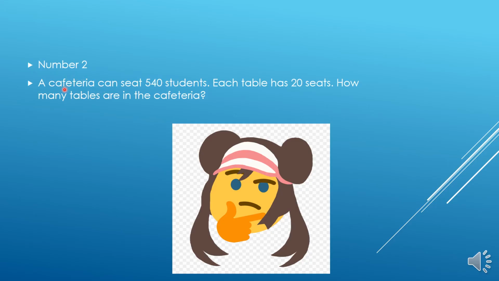Number 2. A cafeteria can seat 540 students. Each table has 20 seats. The question is, how many tables are in the cafeteria? We simply divide 540 by 20. Why? Since the cafeteria can seat 540 students, and on each table only 20 students can sit, to know how many tables we have in the cafeteria, we have to divide 540 by 20.